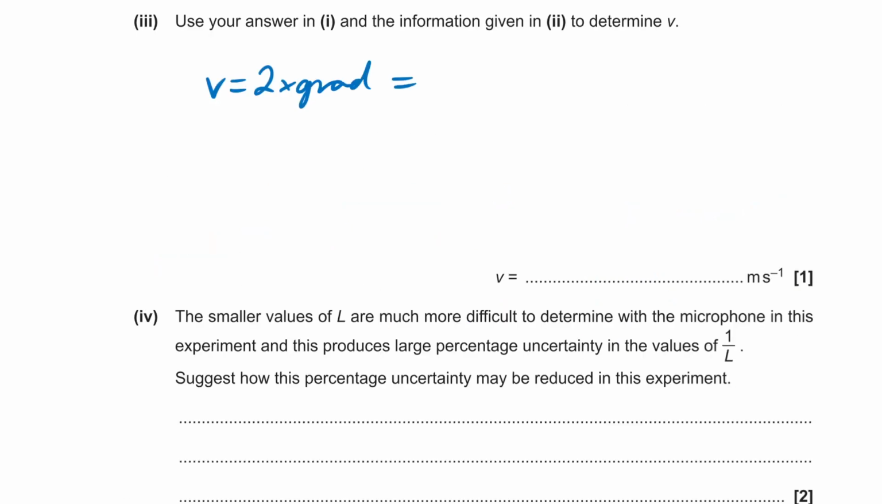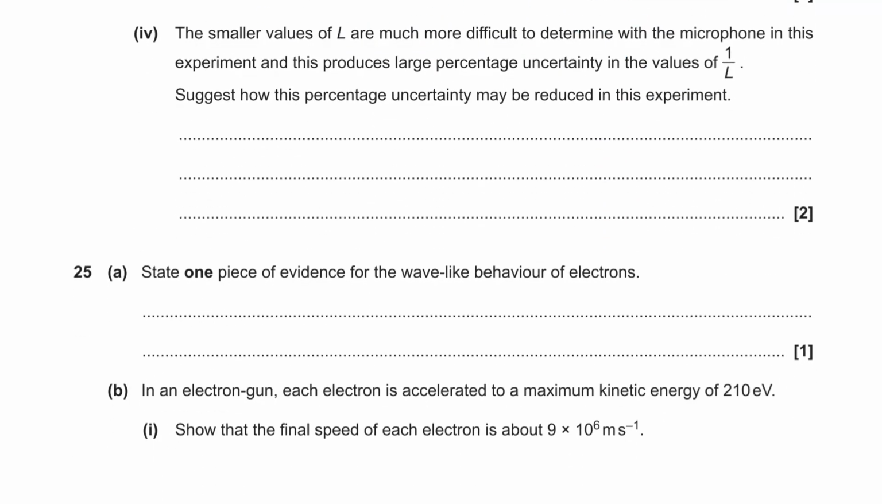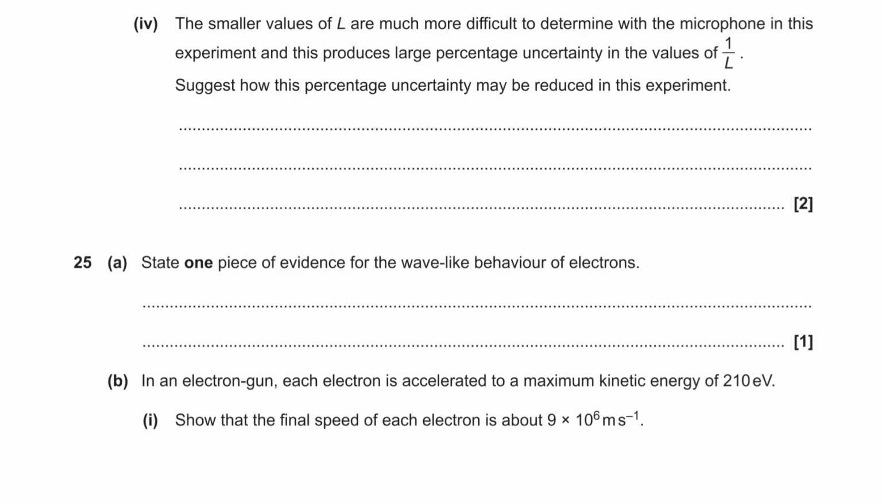And then we're being asked to find out what the value actually is. We just take our gradient, 170, times by 2: 340 meters per second. Sounds about right. Lastly, smaller values of L are much more difficult to determine and produce a large uncertainty in values of 1 over L.